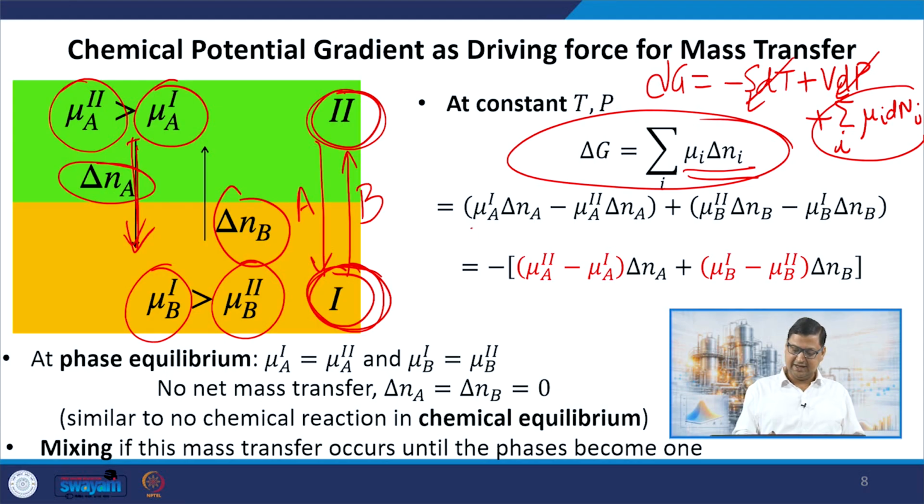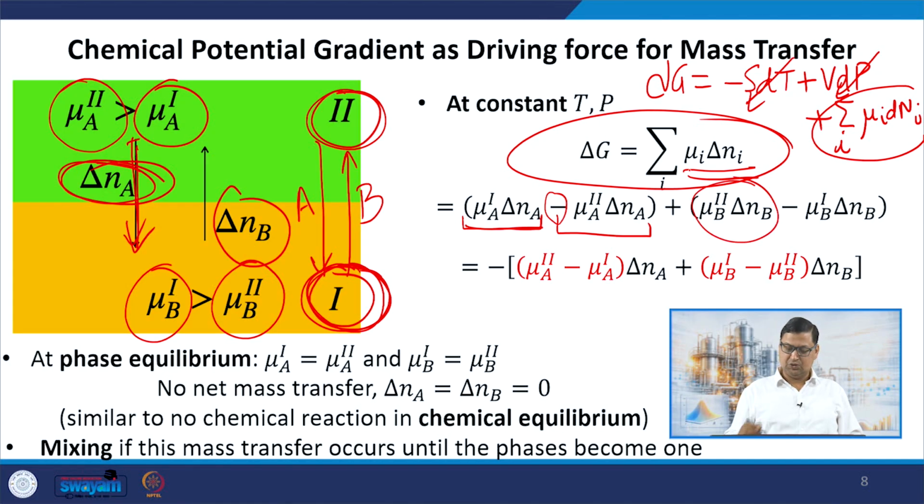So, for component A, mu A1 is the chemical potential in phase 1 and things are coming to phase 1. So, delta Na is the number of moles which is gained by phase 1. So, I put a positive sign there. On the other hand, phase 2 loses the same delta Na moles of A. So, there is going to be a negative sign here therefore. And for B, phase 2 gains delta Nb moles of B and phase 1 loses delta Nb moles of B.